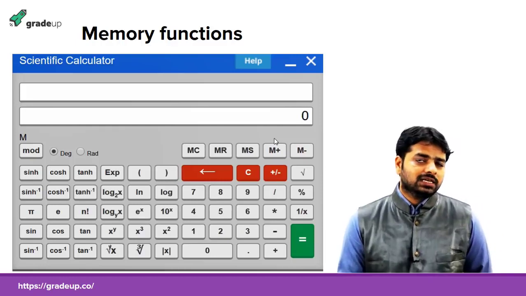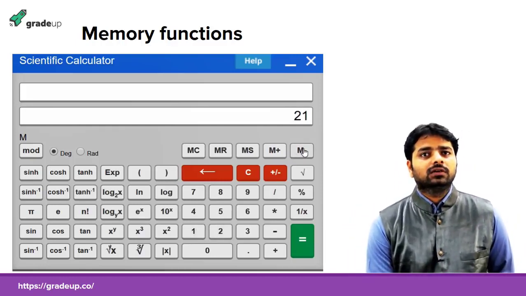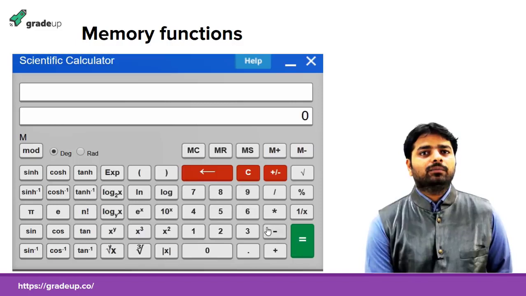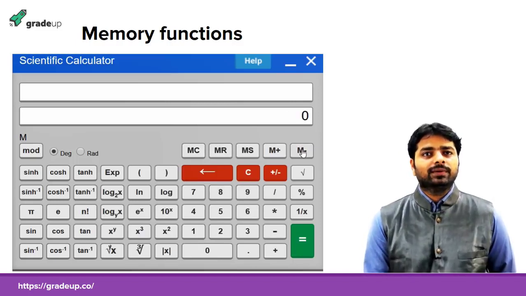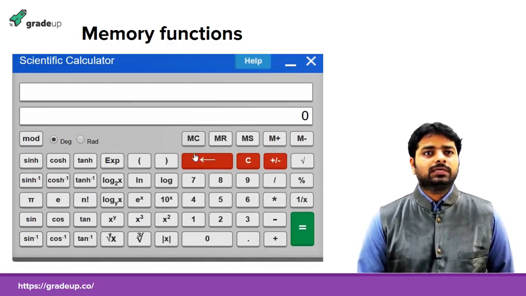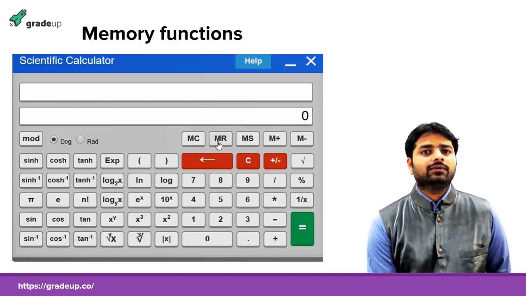Now I am going to subtract something from this memory. So 121 is the current stored value. Now I am going to subtract 21 and press M minus, so the value 100 will be stored. So now we can see that MR, 121 minus 21 will become 100. So M minus is to subtract, and MC is used to clear. So now the value is cleared.